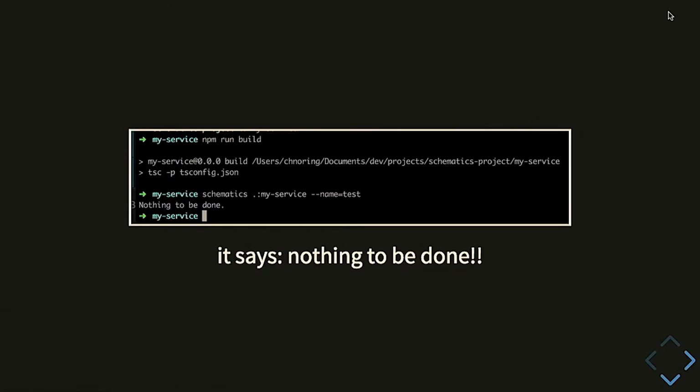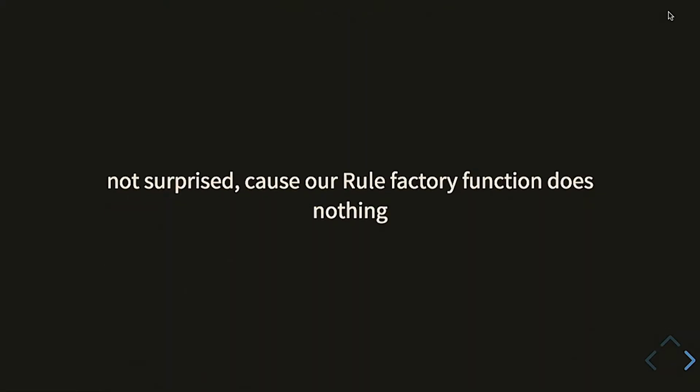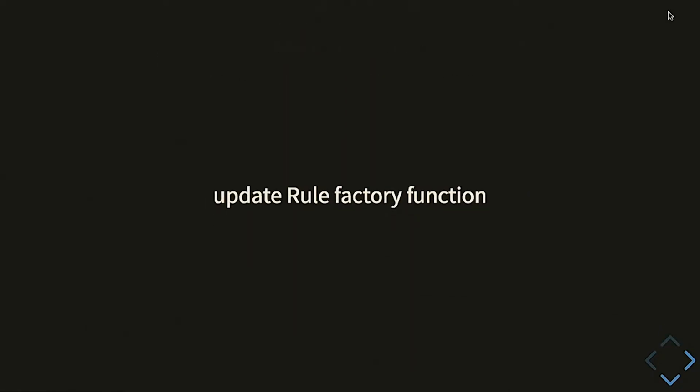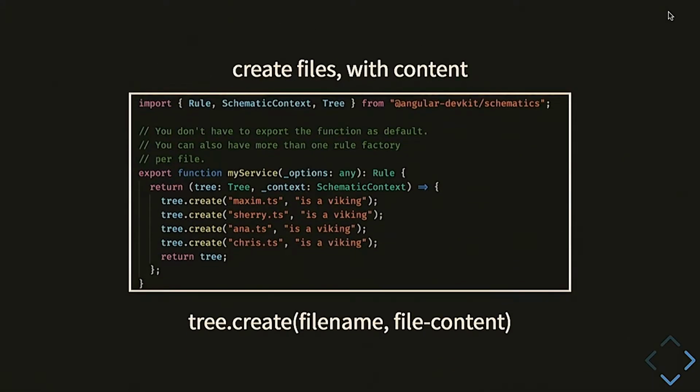All right? As you saw, the function I was showing you didn't actually do anything to the tree, so that's why we get this result. We're not really surprised about this. So let's have a look at another example that actually does something. We're going to update this function. Now we do a bit more interesting stuff, right?